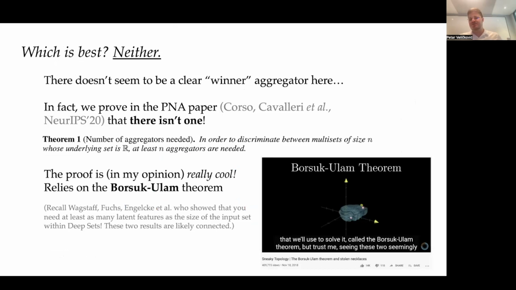So this prompted us to write a paper on principal neighborhood aggregation, the PNA paper, and we actually prove mathematically that there isn't one, okay? So if you have multisets of n neighbors, where the set of features is the real numbers, you're in general going to need at least n aggregators, so one aggregator per neighbor, to tell the non-isomorphic ones apart in general. And if you're interested in the maths behind this, I think that the proof of this statement is really cool. It relies on the Borsuk-Ulam theorem, which 3Blue1Brown wrote a very fun tutorial about that you can find on YouTube. So highly recommend it.